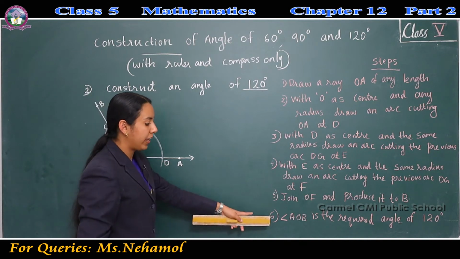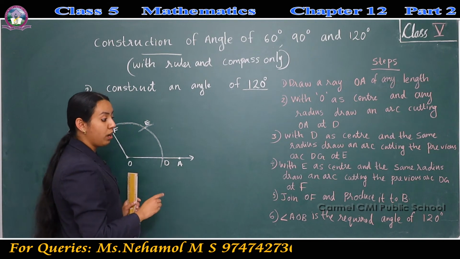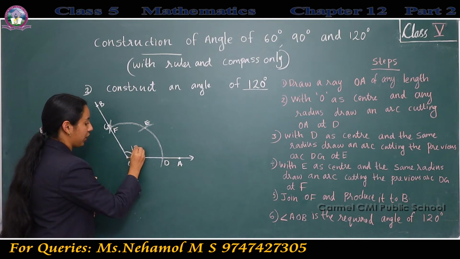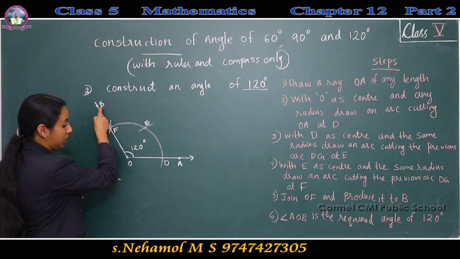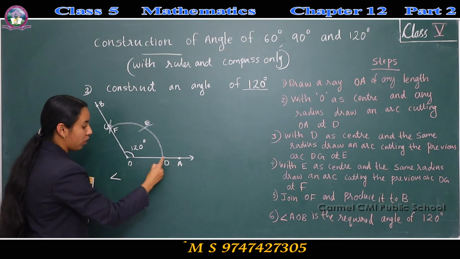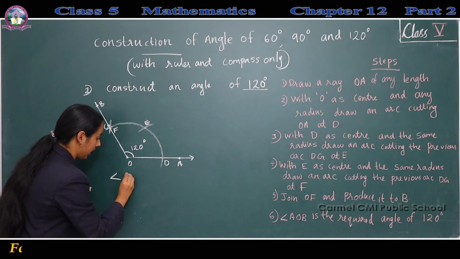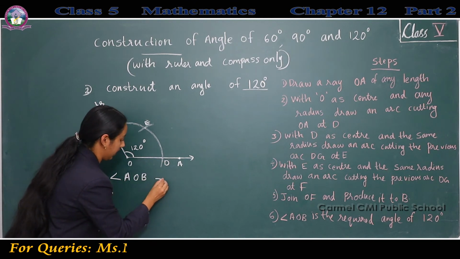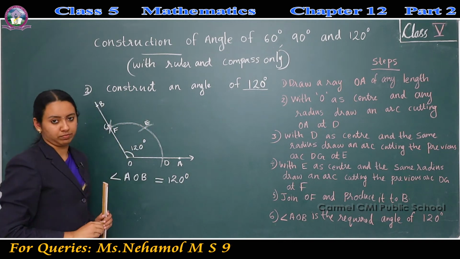Now angle AOB is the required angle of 120 degrees. This will be 120 degrees. Angle BOA or AOB is equal to 120 degrees.